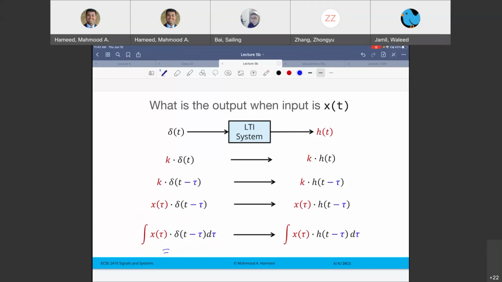The whole class emphatically says x of t. x of t, that's it. Take the signal, multiply impulse there, impulse there, impulse there, impulse there, impulse there. The whole function is being tracked, right? That's the sampling property.